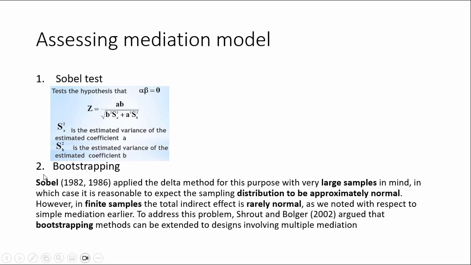The second way is to use the bootstrapping method. The literature says that the Sobel test applies when the data is a large sample and the sampling distribution is approximately normal. But the bootstrapping is applied when the sample is a finite sample, and the distribution is rarely normal.